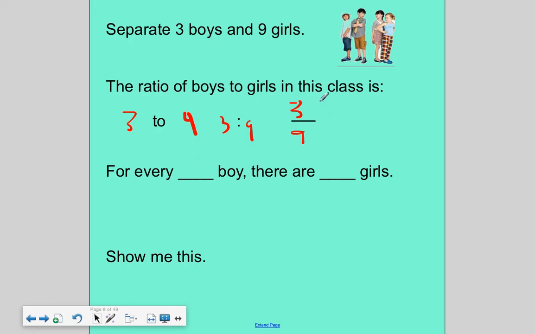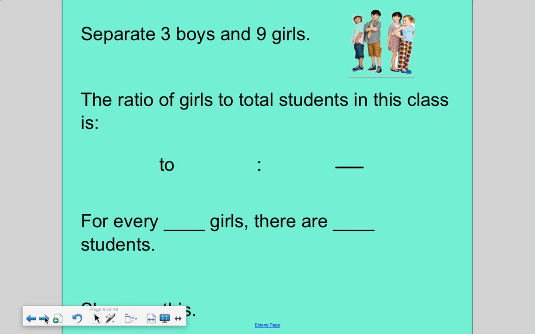So could I represent this in another way? Can I simplify this? I can divide both numbers by 3 and get 1/3. So that means for every 1 boy, there are 3 girls. So I would tell that 1 boy to find 3 girls, and that other boy to find 3 girls, and another boy to find 3 girls, and see if that is correct.